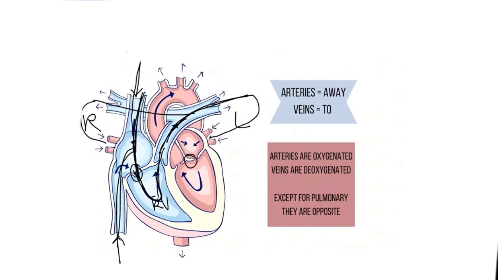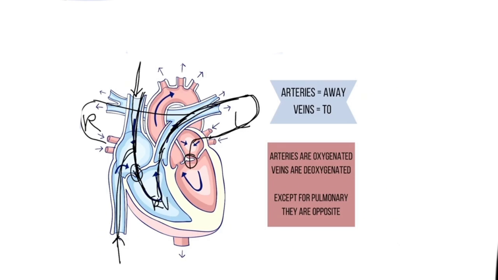Remember, veins bring blood back to the heart. Now, this one's opposite as well, because the blood just came from the lungs, which means it is oxygenated. So again, every other artery takes blood away, is oxygenated. Every other vein brings blood back to the heart, is unoxygenated. But the pulmonary artery is taking unoxygenated blood away, and the pulmonary vein is bringing oxygenated blood back into the heart. So that blood comes back in through the pulmonary vein into the left atria.